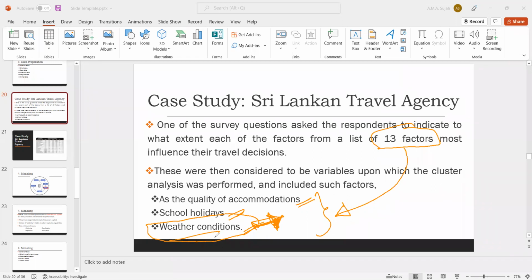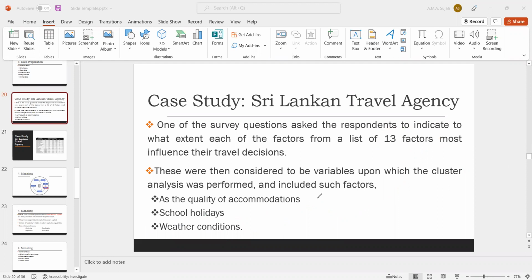Just think about the current situation of the country. We are facing some power cuts every day. So even this influences the tourist decisions. They don't like to stay without power, so they avoid visiting Sri Lanka. It is also one of the conditions.